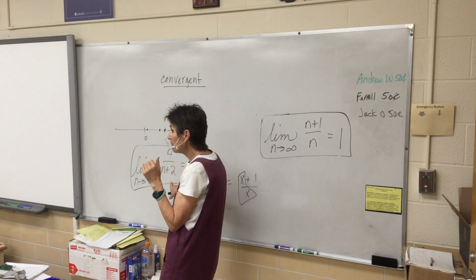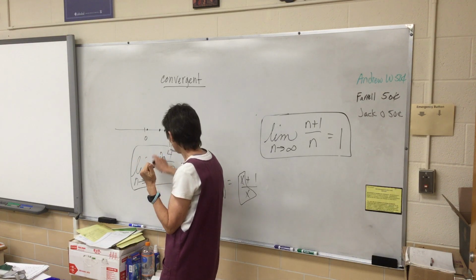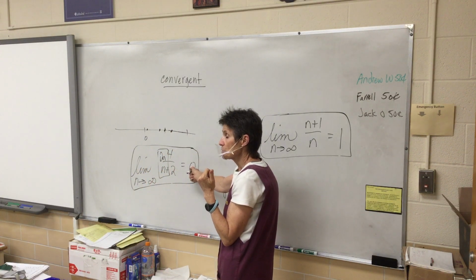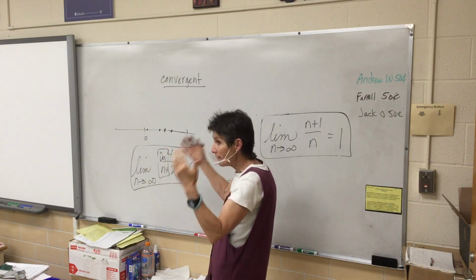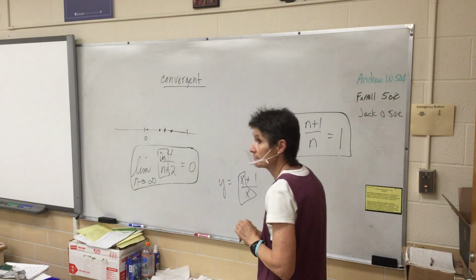If the power on the bottom is bigger, there's no n up here. So what do we got? So everything, hopefully you remember about horizontal asymptotes, that's how you're going to find your limits.